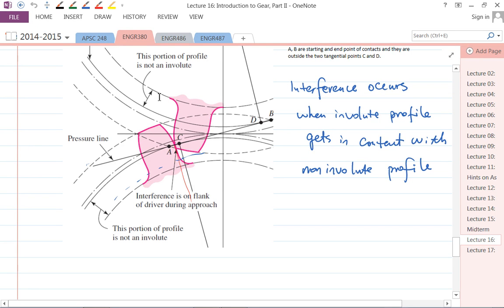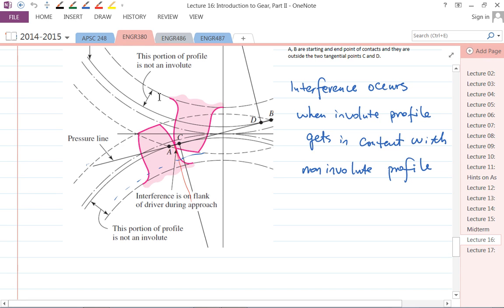Alright, let's start lecture. We'll finish one little bit in terms of interference, and then we'll move on to another concept related to the gear, okay, gear train and gear forces.